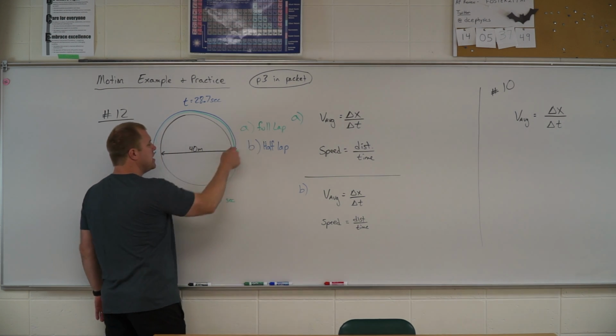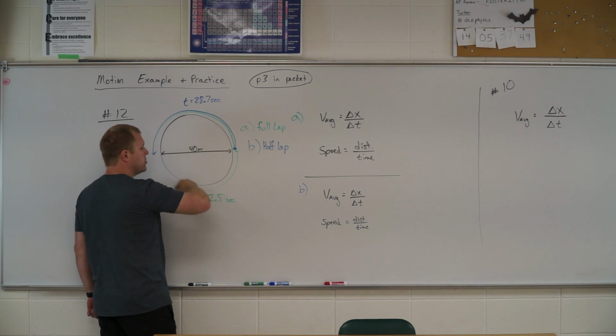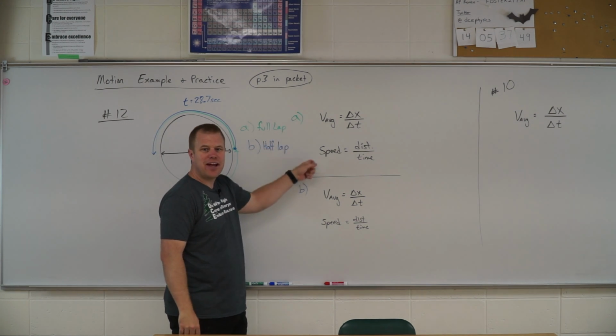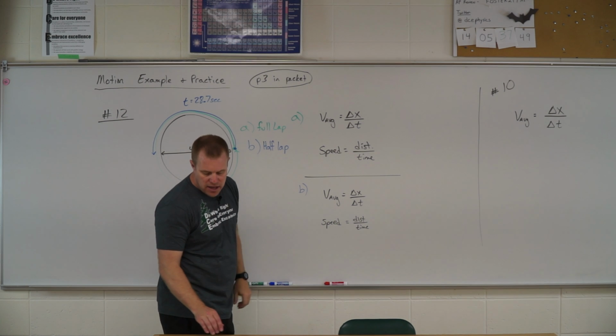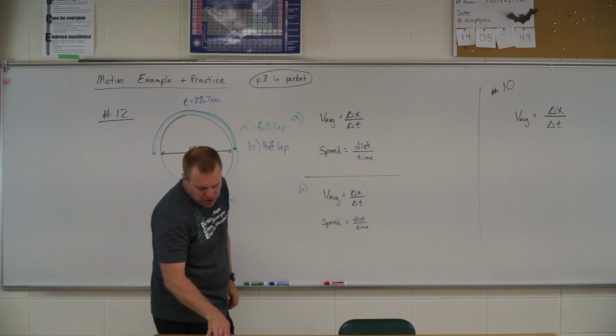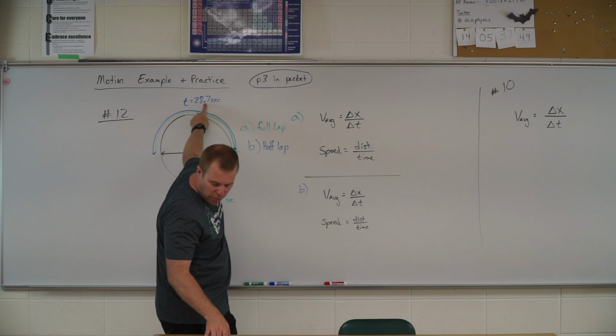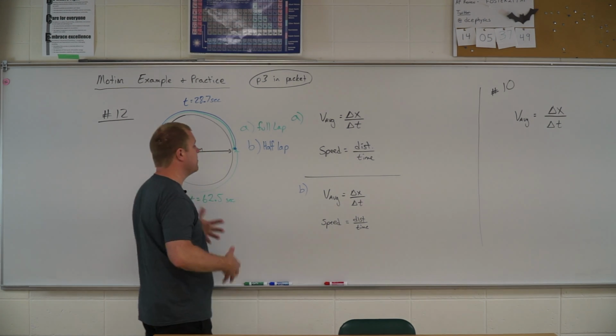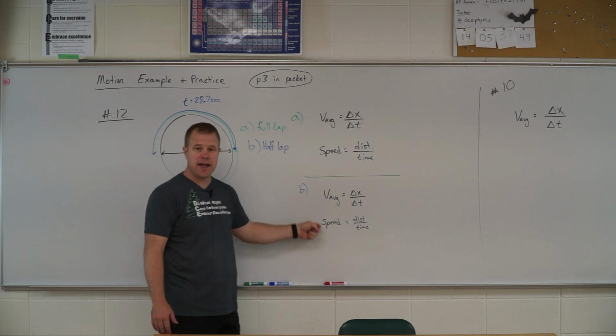So here in green, I have her traveling around the track in 62.5 seconds, and I want to find the average velocity and her average speed. Part B asks us, if she covered the first half of the lap in 28.7 seconds, what were her average speed and average velocity for the first half lap? Okay, so we'll find that down here.